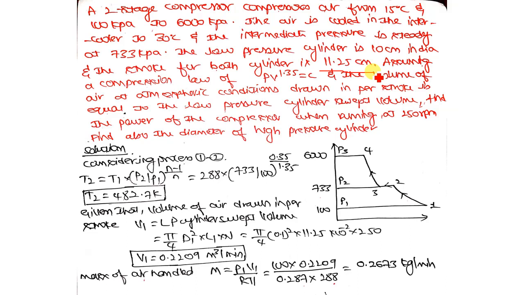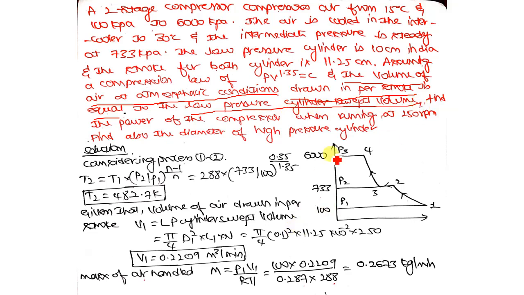Okay, assuming the compression law of PV raised to the power of 1.35 is equal to constant, it means the value of n is how much? Yes, it is 1.35, and the volume of air at the atmospheric condition drawn in per stroke is equal to the low pressure cylinder swept volume. So this particular sentence is again becoming important now. What is that? The volume of air at atmospheric conditions drawn in per stroke is equal to the LP cylinder swept volume. Okay, how we could use this condition we shall see in the problem.